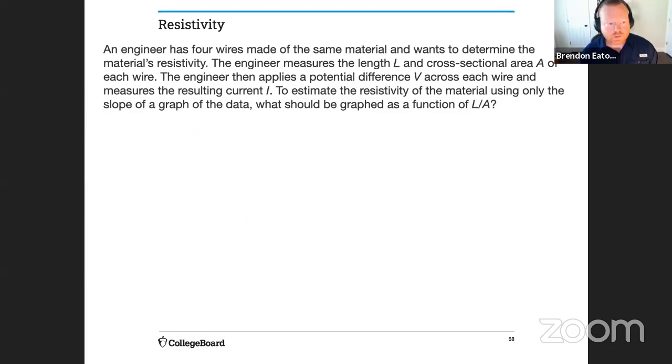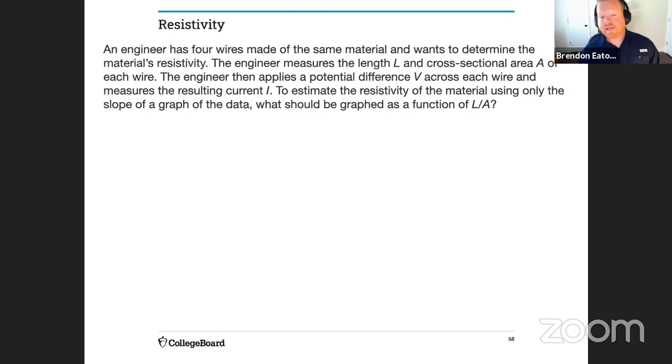All right, here's your second question. It's got a lot of words to it, and that's okay. An engineer has 4 wires made of the same material, same resistivity, and wants to determine the material's resistivity. Engineer measures the length and the cross-sectional area of each wire, applies a potential difference across each wire, and measures the current to estimate the resistivity of the material using only the slope of a graph of the data.